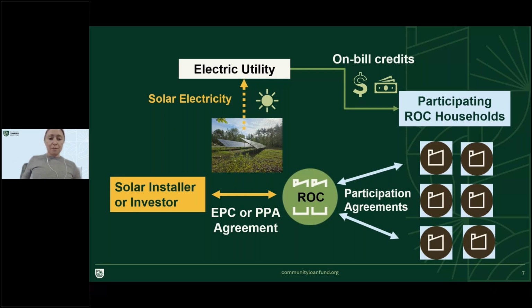And then just in terms of the legal agreements that are happening in these projects, there's in New Hampshire what we call a group net metering agreement between the cooperative ROC and each of the households that just sets out the rights and responsibilities of the households and the cooperative as it relates to the project and the administration of the project. And then, of course, you have your contract with the solar installer or the investor. That might be an engineering, procurement, and construction agreement for a turnkey project or a power purchase agreement.